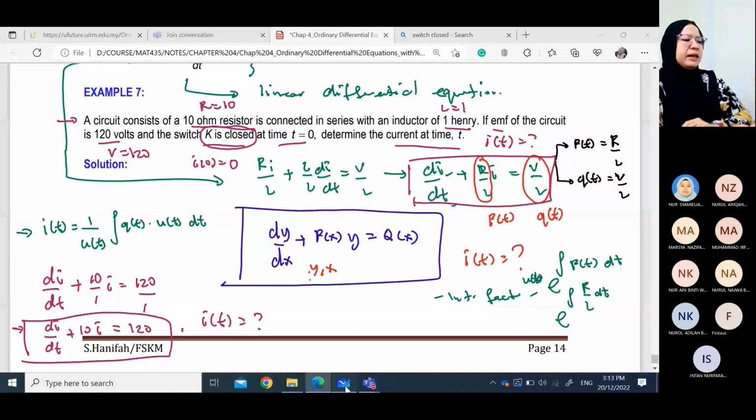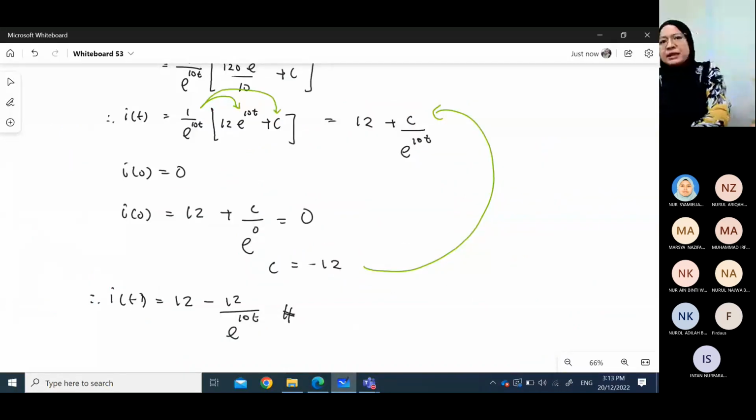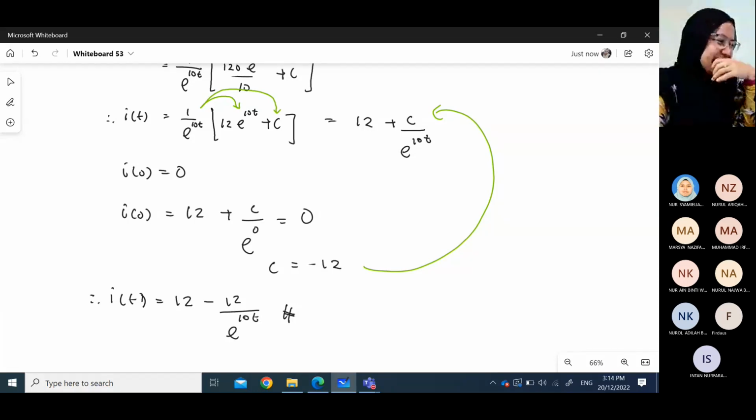Okay, so this is the current at time t: 12 minus 12 over exponent 10t. So if you want to estimate the current after 10 minutes, you just substitute t equal to 10. Okay? After 10 minutes, yes, so you can estimate.